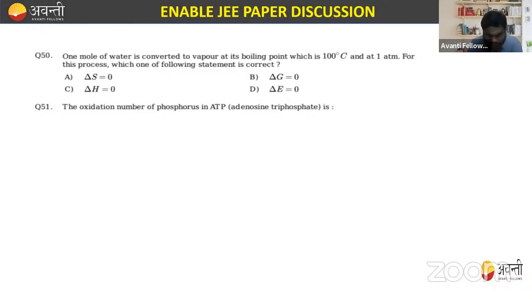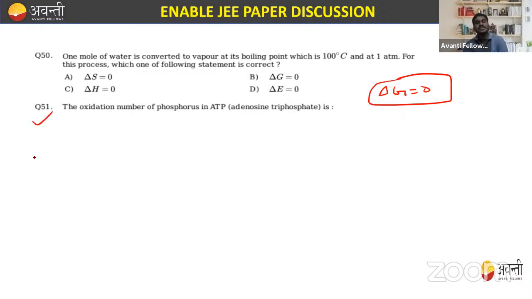In case of phase transformation, free energy change is always 0. So delta G is always 0 in case of phase transformation, right?